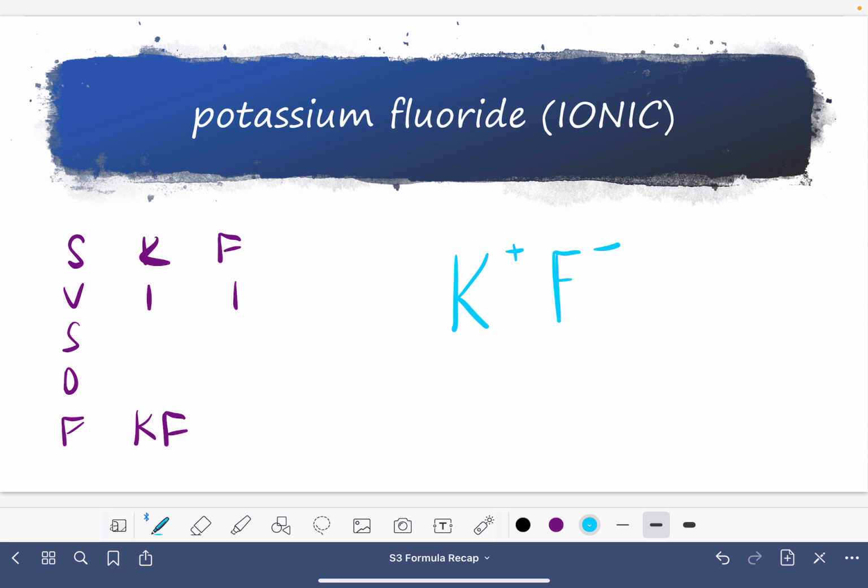And remember, the charges are superscript. They appear at the top of the text. Okay, so K+ F-. Because we only have one of each of the ions, there's no requirement to put any brackets in.